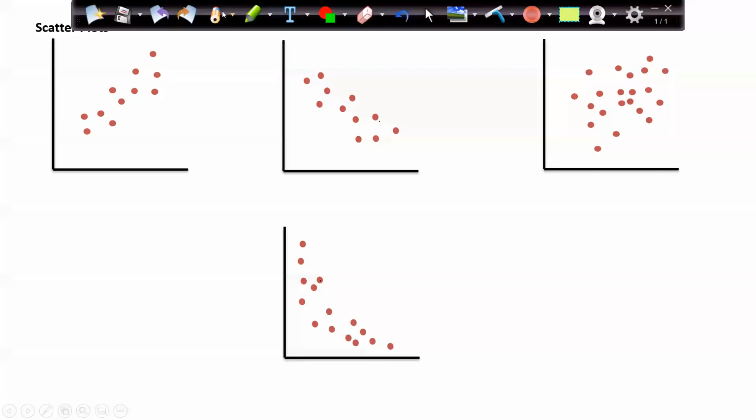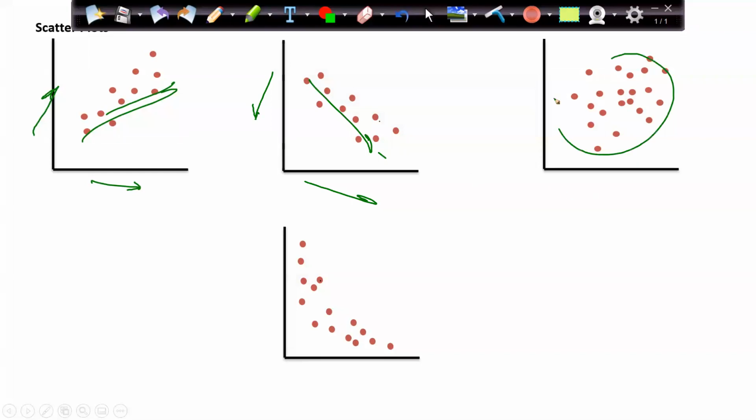Here are 4 different charts showing some relation. Here something is increasing, the other thing is increasing, a positive relation. Here something is increasing, the other thing is decreasing, a negative relation. Here I don't see any relation at all, it's very much scattered. Here I see a relation, but maybe a linear line is not the best fit. I may go with something like a curved line, which may be a non-linear equation. I may prefer a non-linear relation rather than a linear relation. Okay.